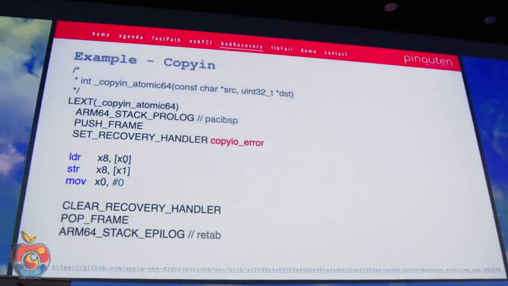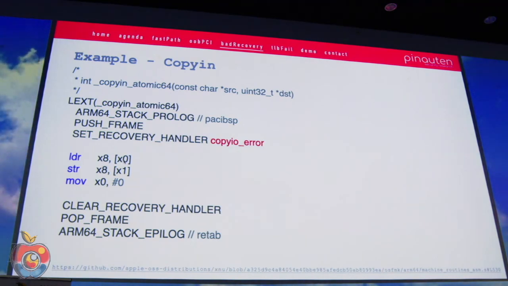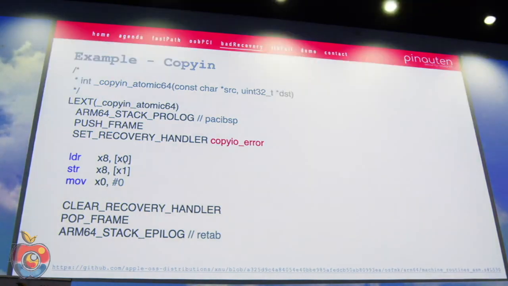Now, if we assume that the user space program passed an invalid pointer or there's no memory there, then a data abort may occur. Normally, this would cause a panic, but because we expect this data abort to happen, the kernel will instead jump to copy.io error, which will just make sure that this function returns an error code.